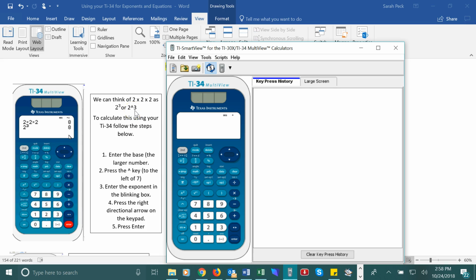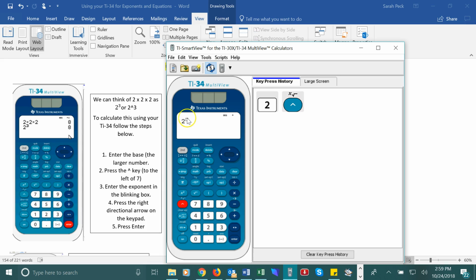Now, in order to calculate this using our TI-34 calculators, we're going to follow these steps below, and I'm going to show you right here to the right on my calculator those steps as we go along. So the first thing we want to do is enter the base, that larger number, and for our example, our base is 2. Then we want to press the caret key, which is right next to the most magical key of them all, the number 7. So to the left of the 7 is the caret key. It's now currently highlighted in red for you.